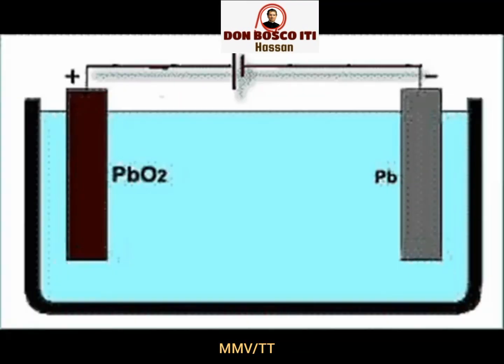Now we will disconnect the load and connect the lead sulfate covered lead peroxide plate with the positive terminal of an external DC source and the lead peroxide covered lead plate with the negative terminal of that DC source. During discharging, the density of sulfuric acid falls, but there still exists sulfuric acid in the solution. This sulfuric acid also remains as positive hydrogen ions and negative sulfate ions in the solution.